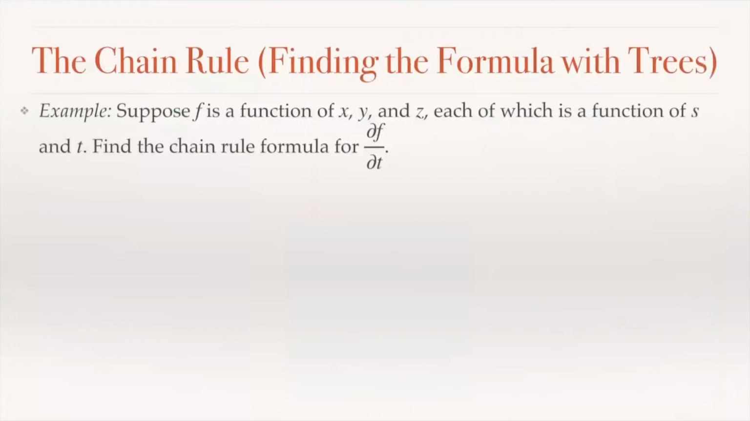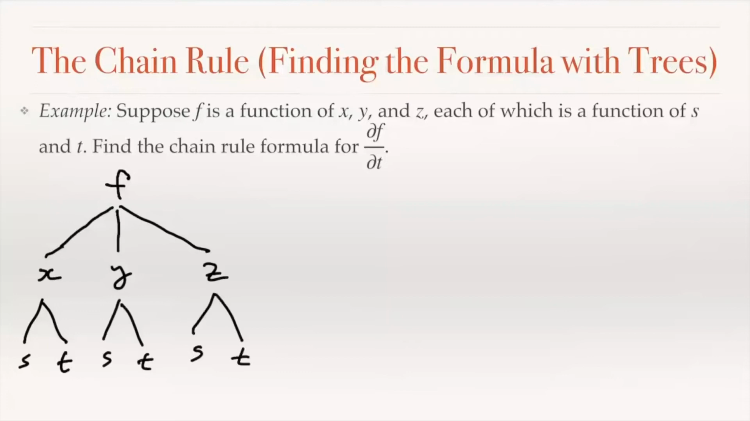So suppose f is a function of x, y, and z, each of which is a function of s and t. Find the chain rule formula for del f del t. So we would begin by drawing our tree. Our highest function is f. F is a function of x, y, and z. So there's x, y, and z. And each of these guys is a function of s and t. And each of these edges corresponds to a derivative or a partial derivative.